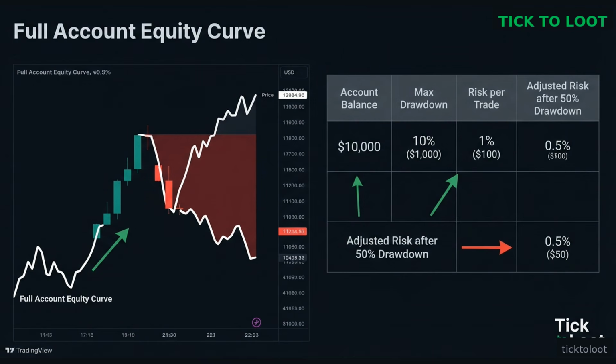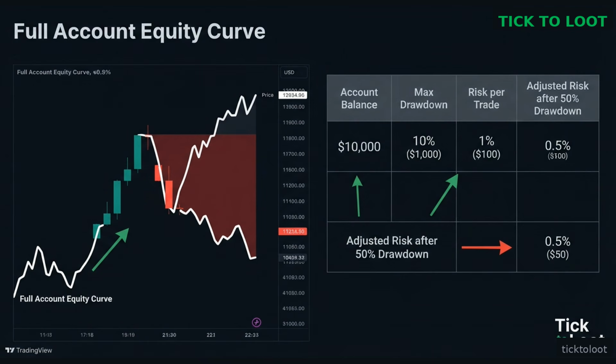Now, risk per trade is the next piece of the puzzle. Most mentors suggest risking no more than 1% of the account on any single trade, which would be $100 in our example. As long as your equity curve stays above the $9,000 line, you keep using that 1% rule. But imagine a series of losing trades pushes your equity down to $9,200. You've already lost $800, which is 80% of your allowed drawdown. At this point, you tighten the screws. You might halve your risk per trade to 0.5% or $50 to give the remaining $200 of drawdown buffer a better chance of lasting longer.